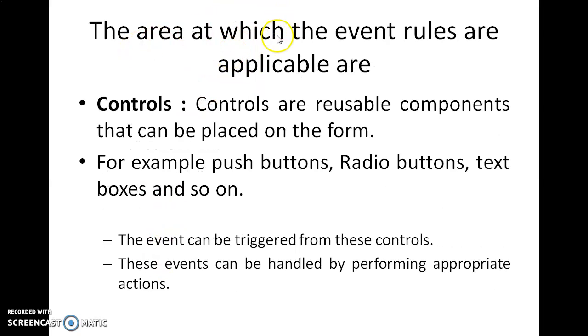Then areas where event rules are applicable. One is controls. Controls are reusable components that can be placed on the form. For example, push button, radio button, text box, etc. So here what happens, the event can be triggered from these controls, right? And these events can be handled by performing appropriate actions.